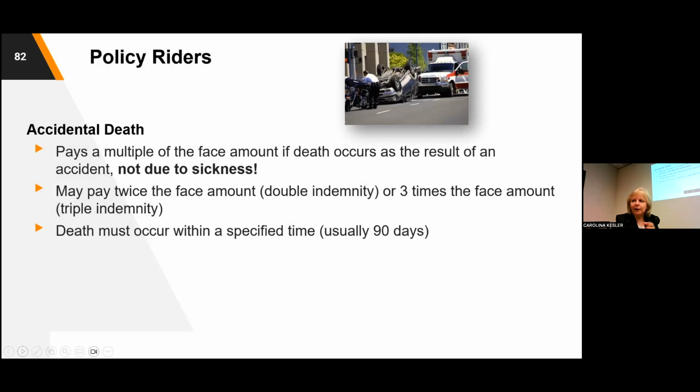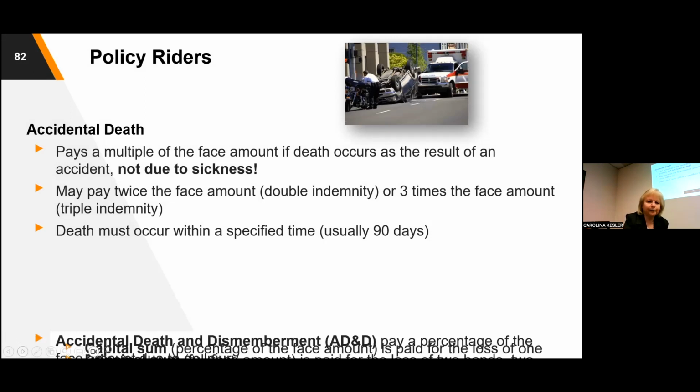200, right? But let's say Frank has a triple indemnity rider. It's a 100,000 face amount. He dies as a result of a head-on collision, but it was his fault. How much would the beneficiary get? The 100,000. It wouldn't triple if it's his fault, right? So death must occur within a specified period of time, usually 90 days.